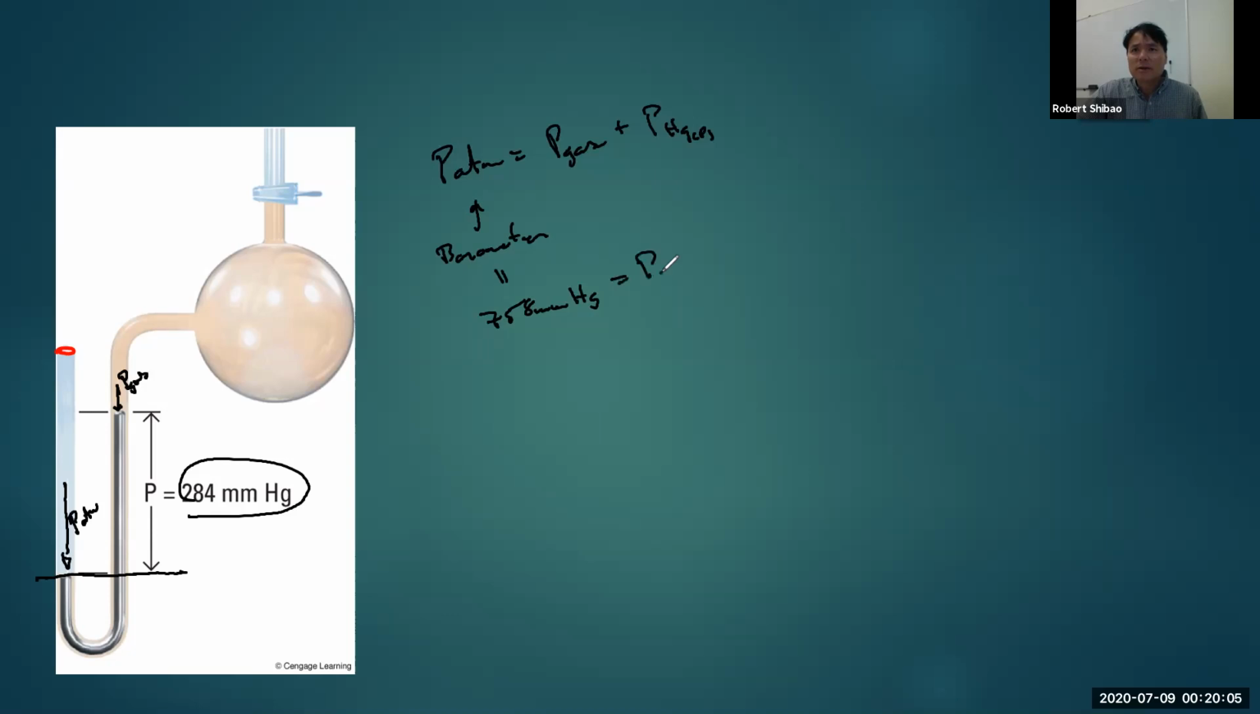And then this is equal to the pressure of the gas, and then the pressure of the liquid mercury is just how tall it is, 284 millimeters of Hg, and therefore the pressure of the gas is equal to, in this case, 758 minus 284, and that's going to give us 474 millimeters of mercury in here. So the gas here doesn't weigh that much, 474 millimeters of mercury.